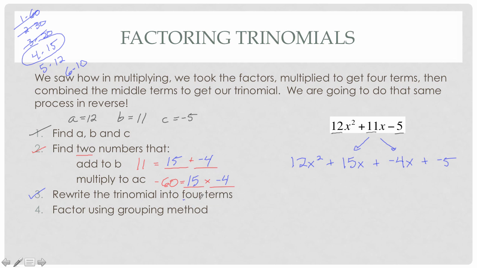There we go. We got 4 terms. Check, check, check. We're good. We're halfway done. Now I can factor using grouping with 2 terms, right? 4 terms, split them up into groups. I already made everything addition.